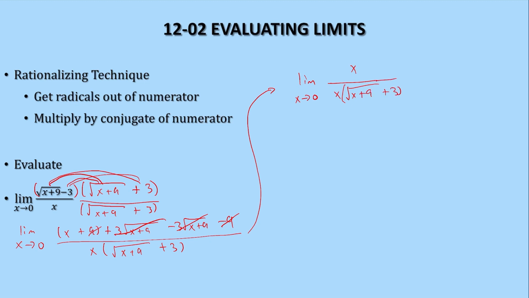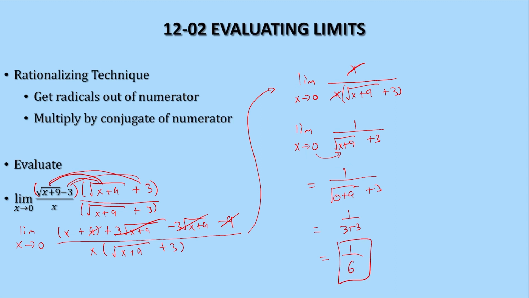Oh, and then the x's cancel out. So I have 1 over that. Now I can evaluate the limit by plugging in the 0. So it'll be 1 over 3 plus 3, or 1 over 6. So in this case, the limit is, 0 over 0 is 1 over 6.